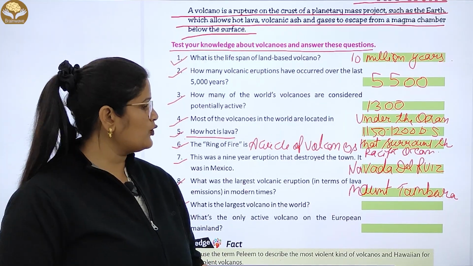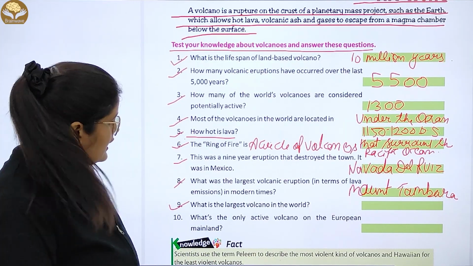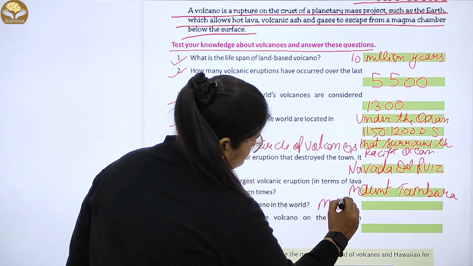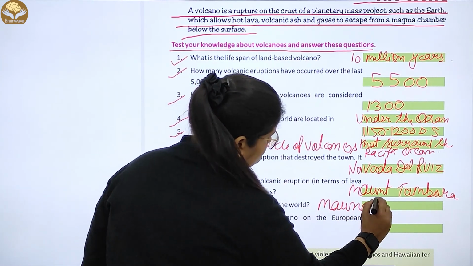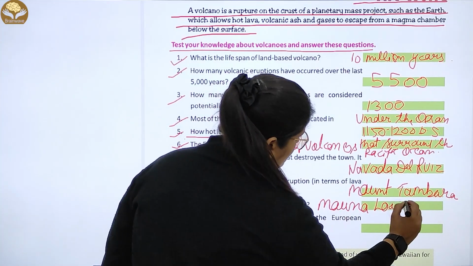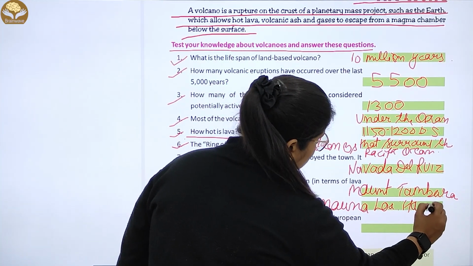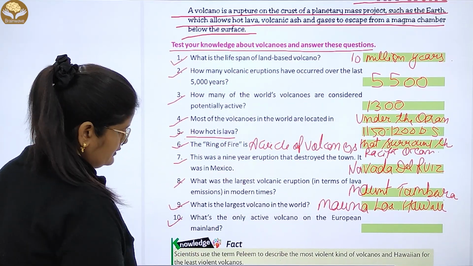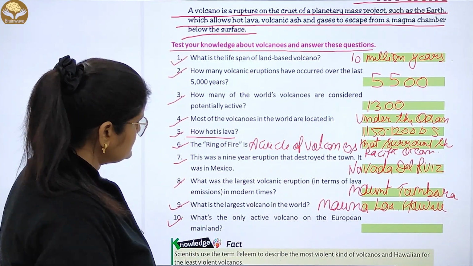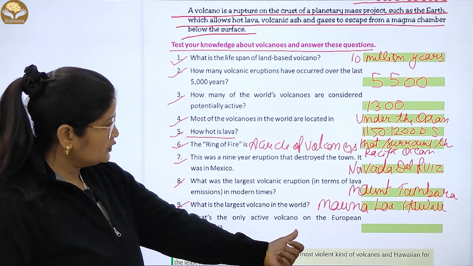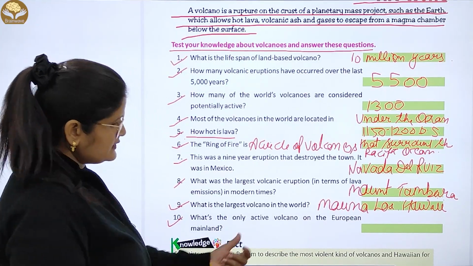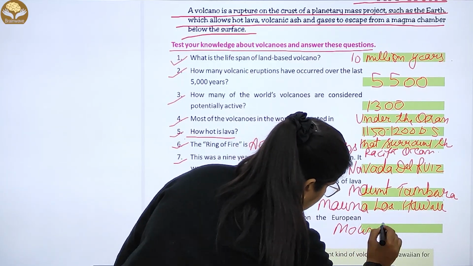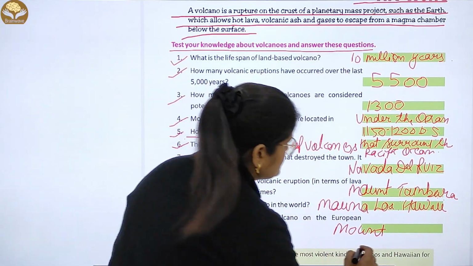what is the largest volcano in the world? This is Mauna Loa. Hawaii. Okay. Number 10. What is the only active volcano on the European mainland? This is Mount Vesuvius.